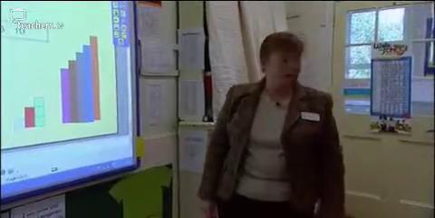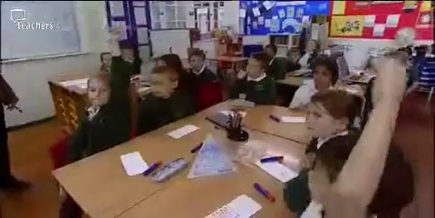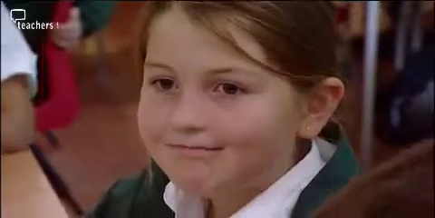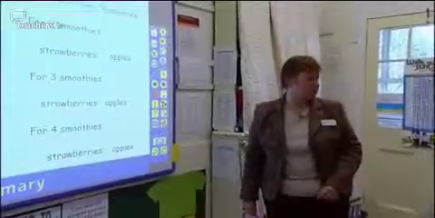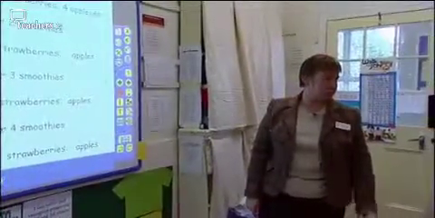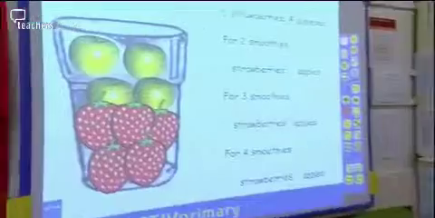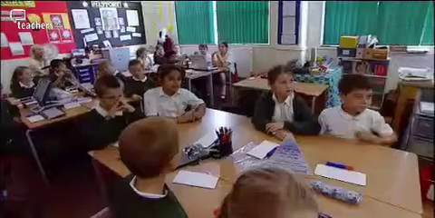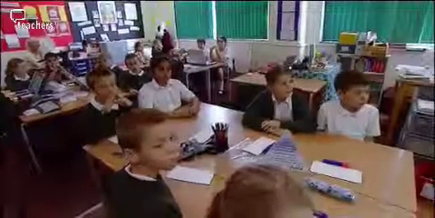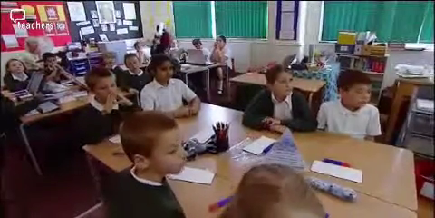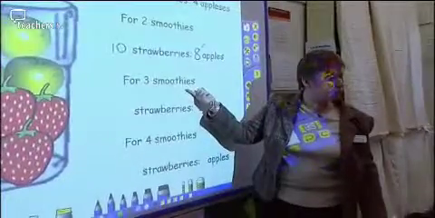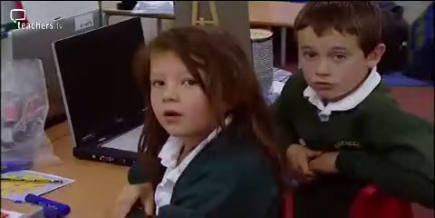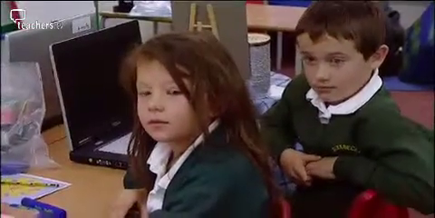In the final part of the lesson, Liz relates the abstract topic to an everyday situation, using pupils' own experiences to help reinforce the more complex concepts. Remember, we've been thinking a lot about healthy eating, haven't we? Well, here's a nice healthy smoothie, okay? In my smoothie, if I'm making one smoothie, I have 5 strawberries to 4 apples. What about 3 smoothies? How many strawberries would I need? How many apples? 12 apples. Why are you going for 12 apples?